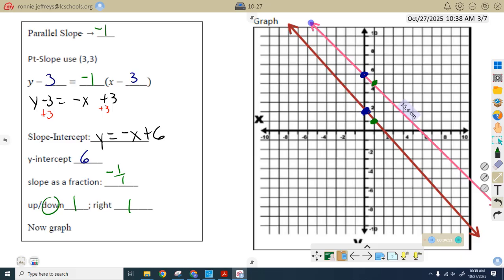Okay. Now, if you're given a graph of these two lines that look like this on your practice test or test, you should be able to tell that these are parallel. Parallel don't meet, perpendicular do.